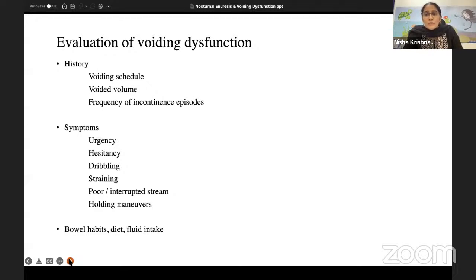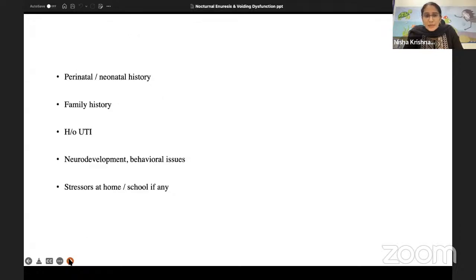And there are holding maneuvers which the child tries to do to compensate for an overactive bladder. Very important and mandatory as a part of our evaluation are the bowel habits. What is the diet like, and what is the fluid intake and water intake like? Also important is the past history: has the child had an uneventful or an eventful neonatal perinatal period? Was there any chance of birth asphyxia or some other event which may have a role to play in how the bladder is behaving right now?